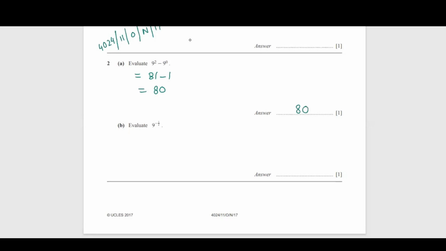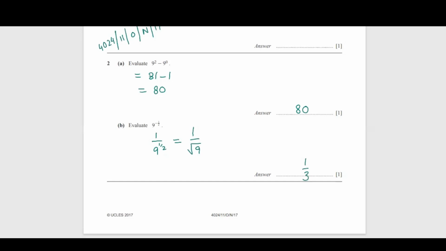Part B, evaluate 9 raised to power minus 1 over 2. So you cannot evaluate the negative power. First, you have to convert into a positive index by taking the reciprocal. The power 1 over 2 means square root. Square root of 1 over square root 9 means 1 over 3. You can write 1 over 3.